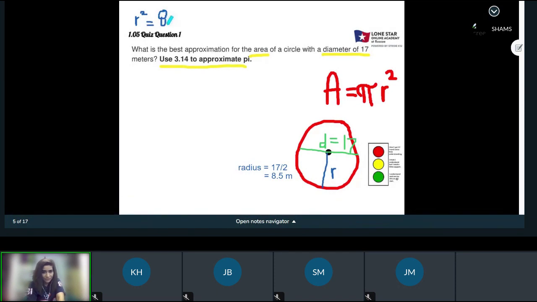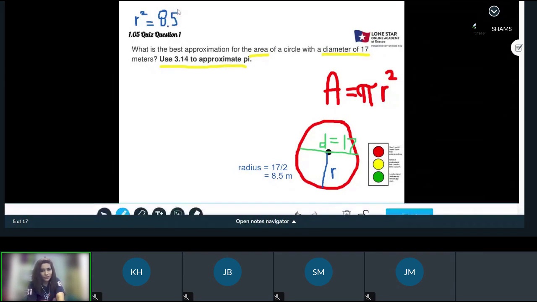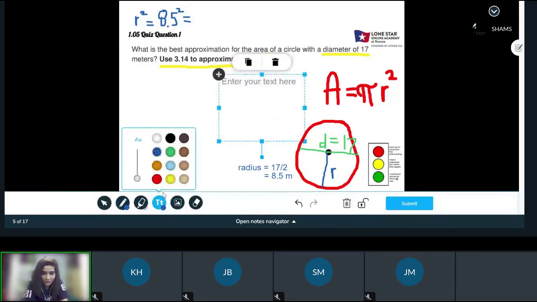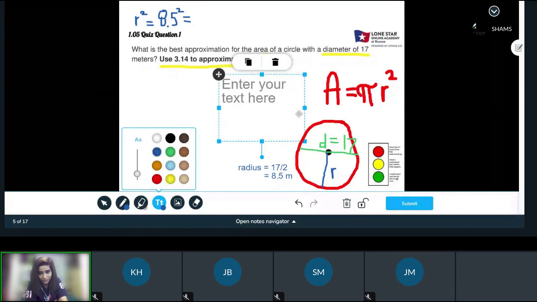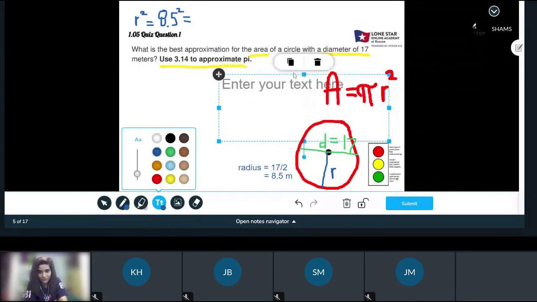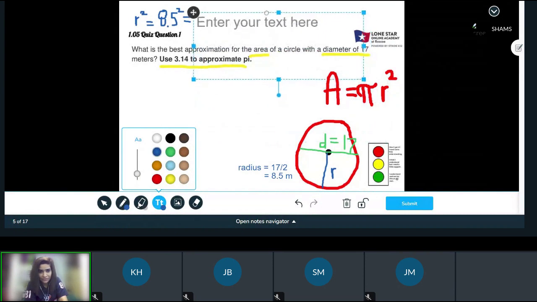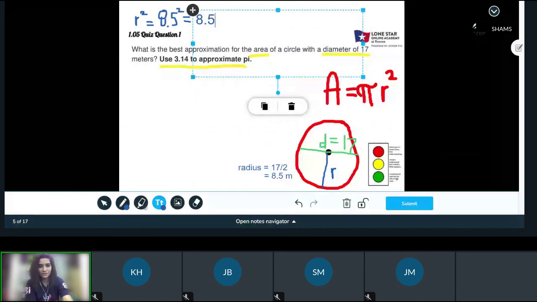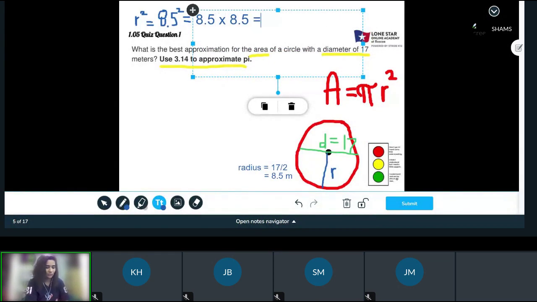Let's see how much you get when you square 8.5. I will also show you what 8.5 squared means. 8.5 squared means you multiply 8.5 by itself. So 8.5 squared means 8.5 times 8.5, and let's see how much that is. People multiply and tell me.